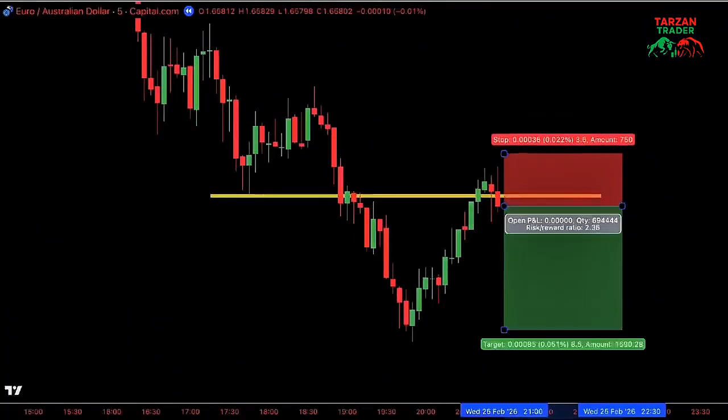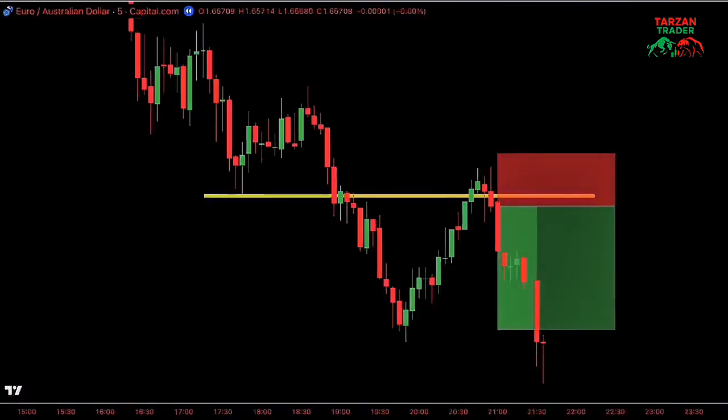We enter at the close of the signal candle, place our stop loss just above the resistance level to protect our position, and set our target at least twice the risk we are taking, ensuring a minimum risk-to-reward ratio of 2-to-1. And as you can see, after entering the trade, the market continues moving downward and reaches the target.